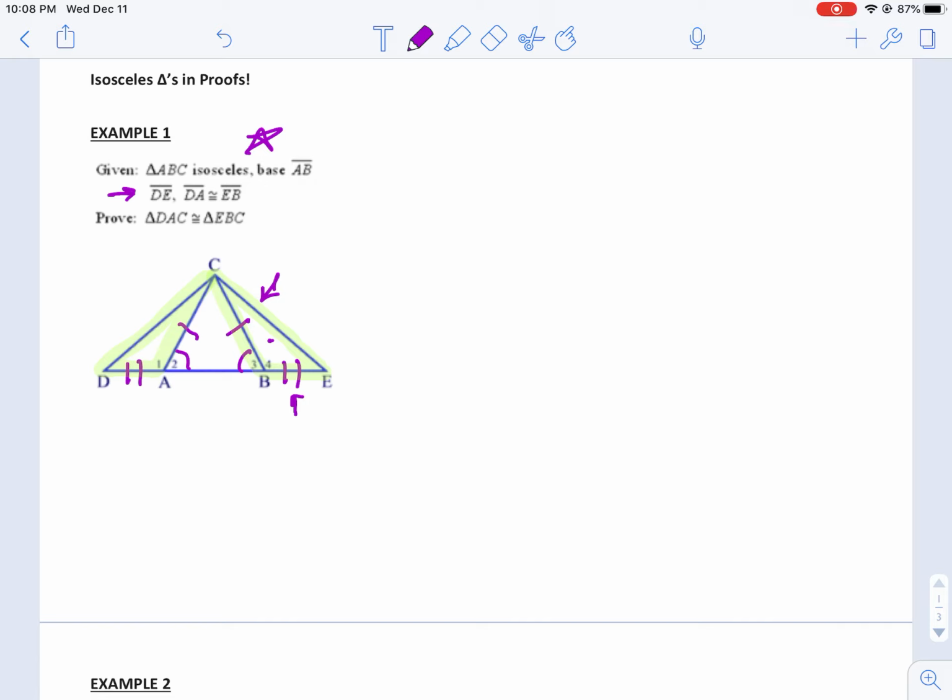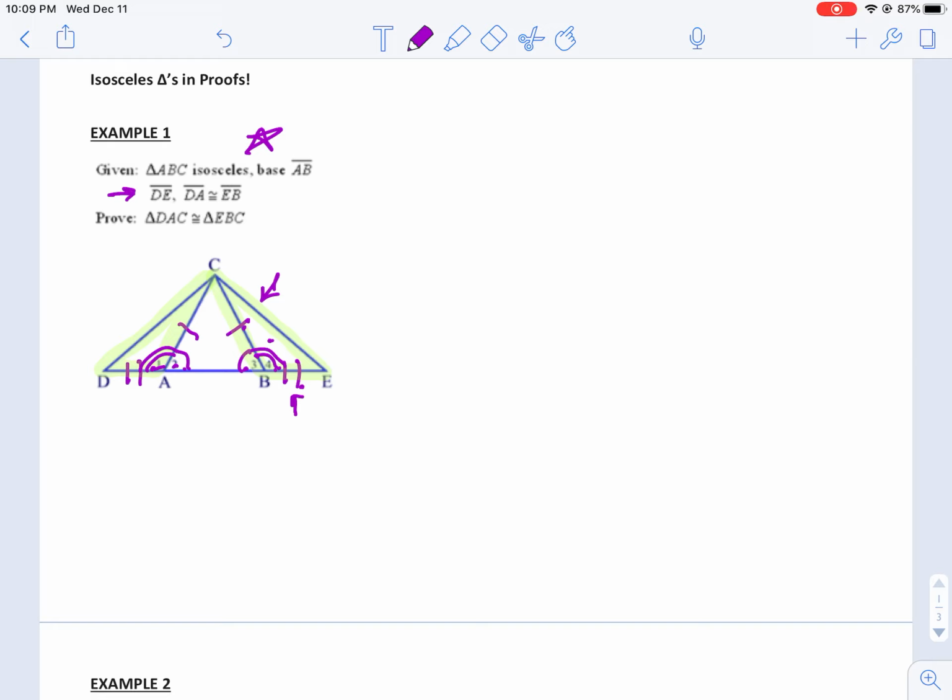So the struggle would be that we could see that 1 and 2 are supplementary angles, and 3 and 4 are supplementary. If 2 and 3 are congruent, that means that 1 and 4 must also be congruent, because what's that theorem again? Supplements of congruent angles must be congruent. So now we've got ourselves a side, BE, an angle, 4, and another side, BC, in that triangle, and then the corresponding pieces in the other triangle.